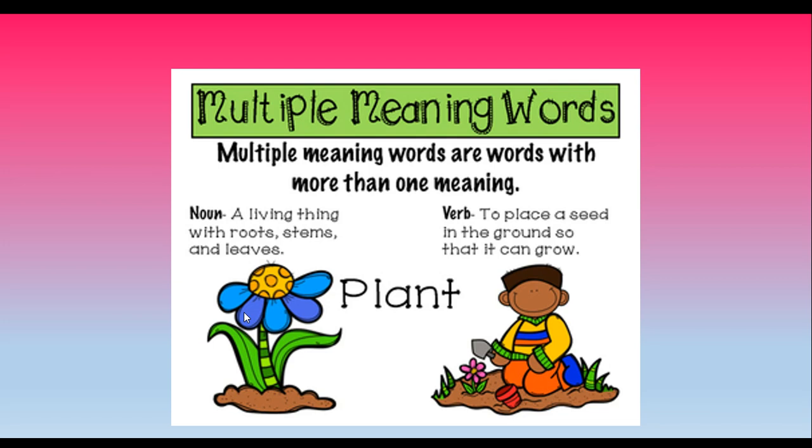Well, plant is multiple meaning because it can be a noun and it can also be a verb depending on how it's used. Plant as a noun means a living thing with roots, stems, and leaves. Plant as a verb, as you see the little boy doing, is to place a seed in the ground so that it can grow.